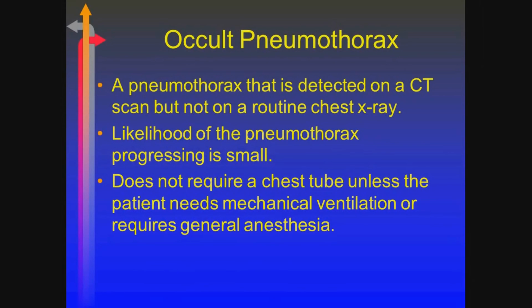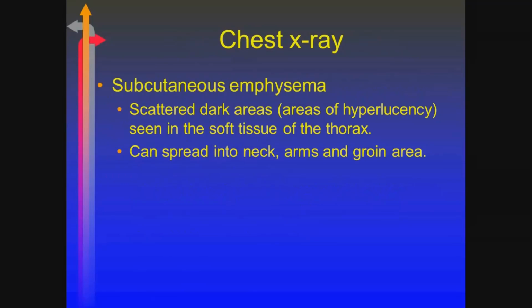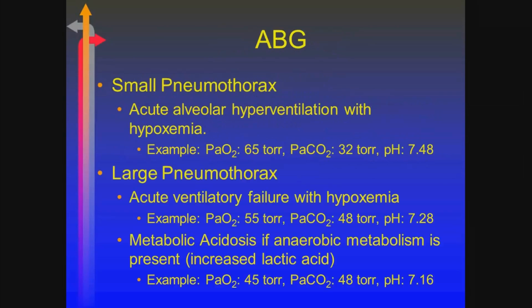They're usually very small and don't require any kind of intervention. They'll resolve on their own. And we talked about subcutaneous emphysema, how we pick that up in the soft tissue. The hypoxemia present in a small pneumothorax may just lead to some alveolar hyperventilation as a compensatory mechanism. If it's large enough, as you would imagine, there's ventilatory failure. And secondary to that, metabolic acidemia develops from the lactic acid in the hypoxemic patient, and the reduction of cardiac output is pretty well assured.